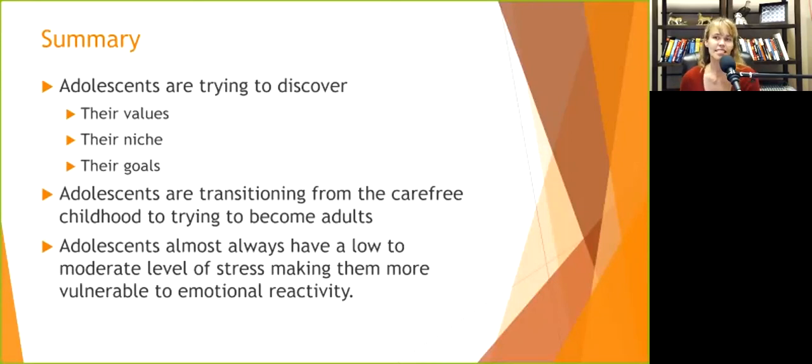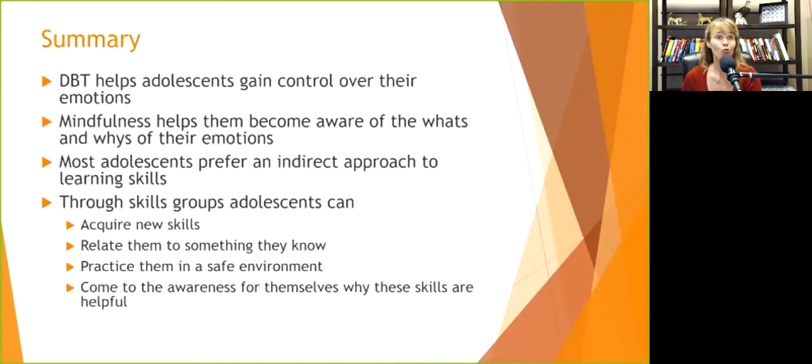DBT helps adolescents gain control over their emotions, recognizing the emotion and being able to find that stop before you act. Mindfulness helps them become aware of the whats and whys of their emotion. So, okay, I'm feeling this way. I am completely overwhelmed. I feel like I'm going to burst. What in the heck is going on, and why do I feel this way? Once you understand that, you may not be able to change it, but at least it gives a lot of people a greater feeling of control.